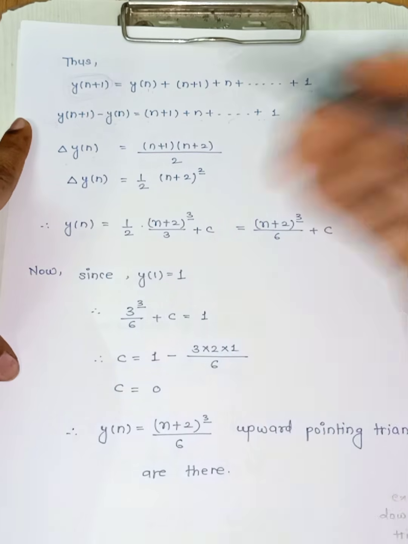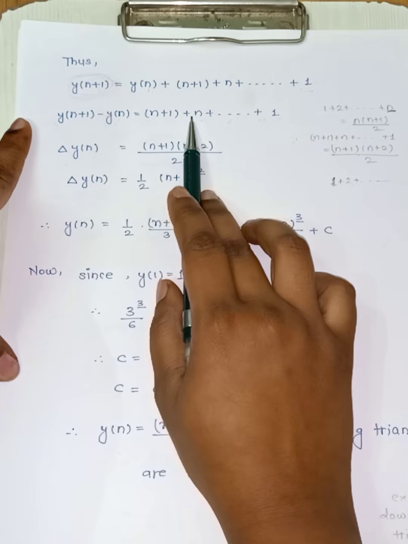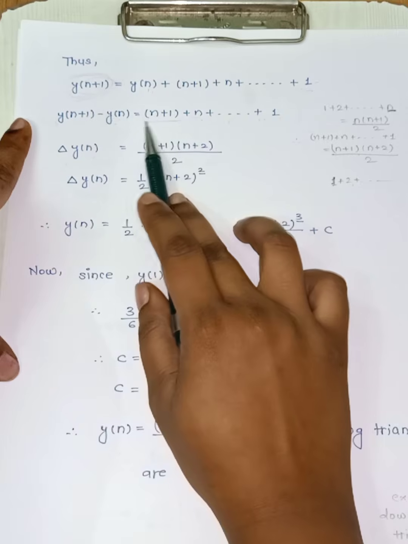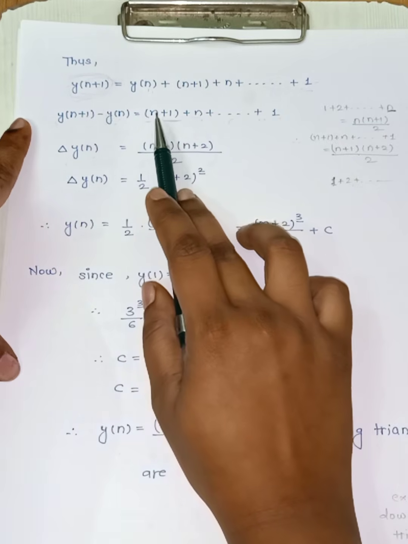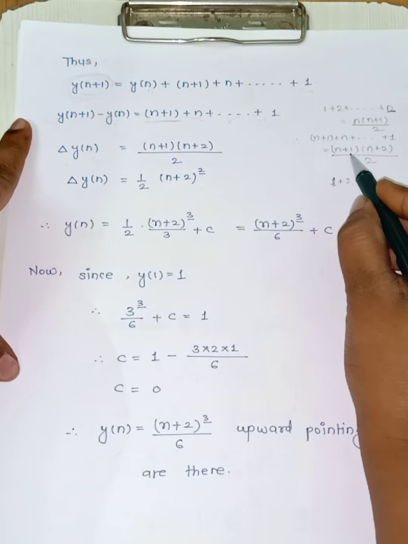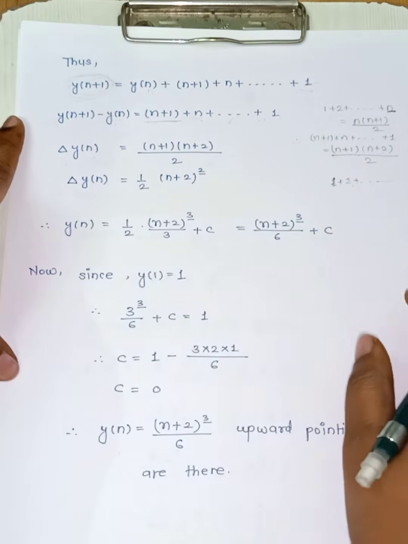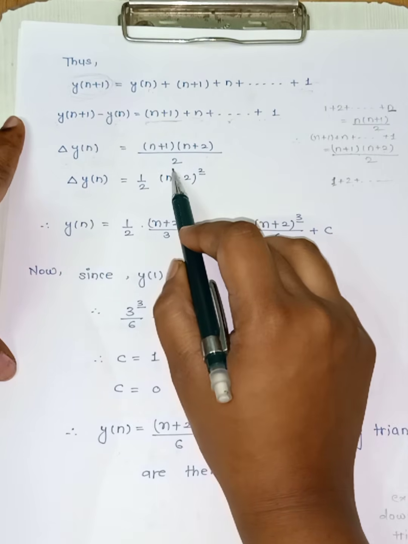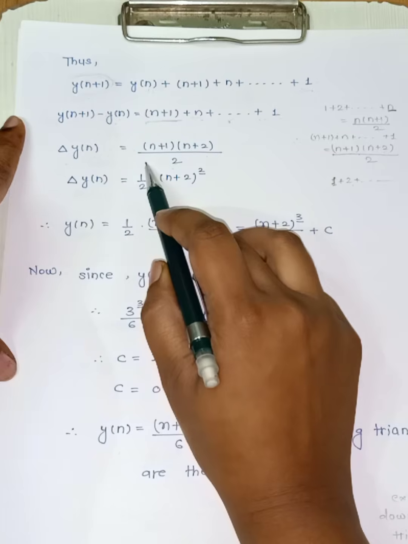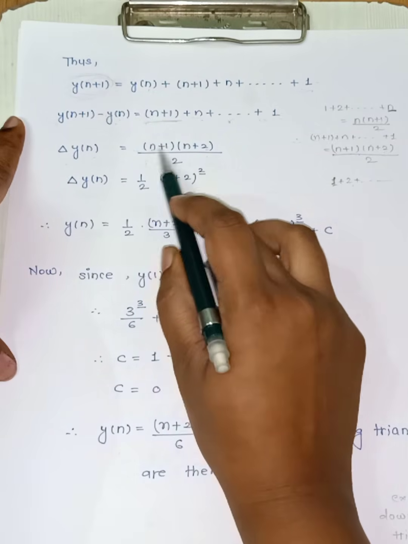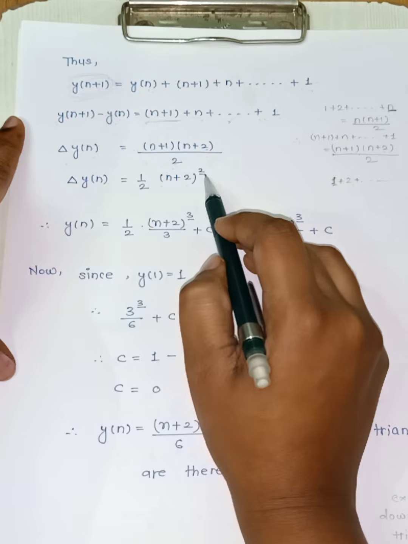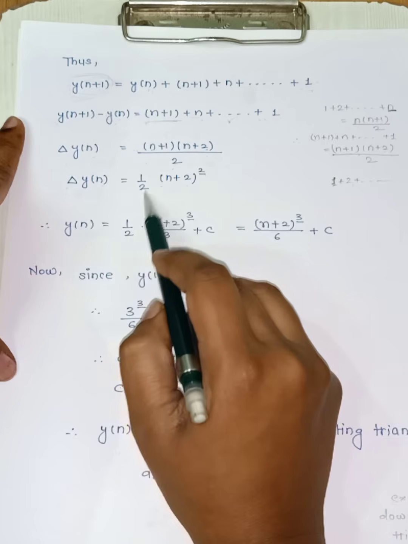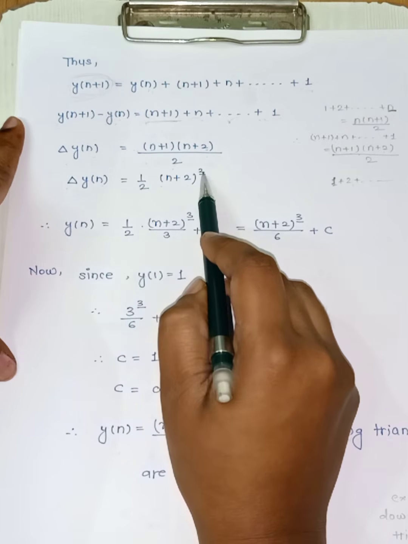If we count backward, 1 plus 2 plus 3 up to n, and then we have one more term, that is n plus 1. So if we have this, we can write it as (n plus 1)(n plus 2) by 2. On the place of this we write (n plus 1)(n plus 2) by 2. Now we take out the 1 by 2, and for this we can write (n plus 2) falling factorial 2. So delta y of n equals 1 by 2 times (n plus 2) to the falling 2.